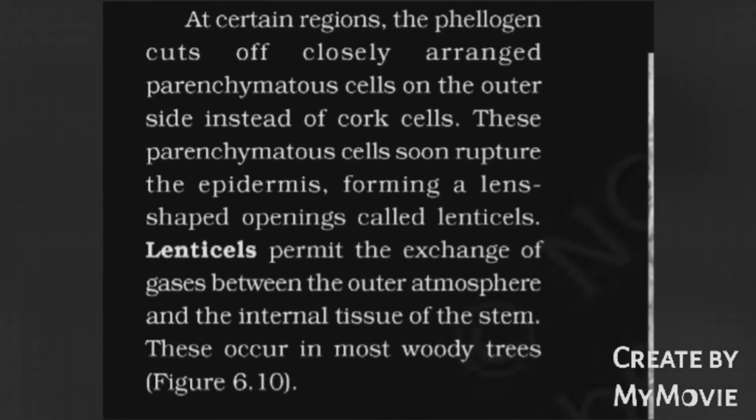At certain regions, the phellogen cuts off closely arranged parenchymatous cells on the outer side instead of cork cells. These parenchymatous cells soon rupture the epidermis, forming a lens-shaped opening called lenticels. Lenticels permit the exchange of gases between the outer atmosphere and the internal tissue of the stem. These occur mostly in woody trees.